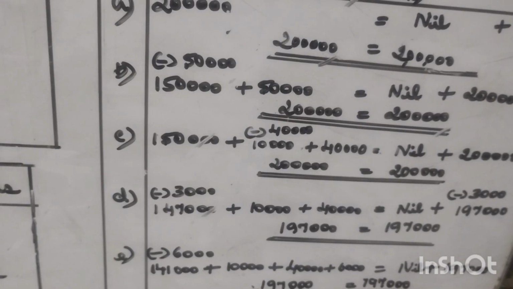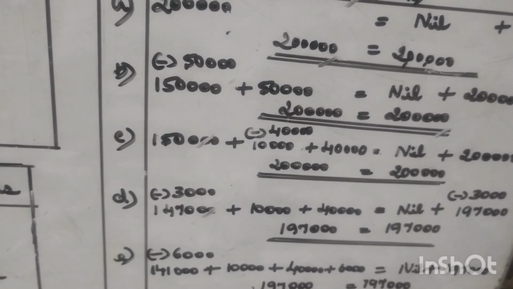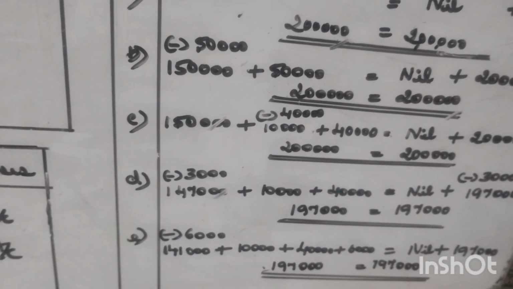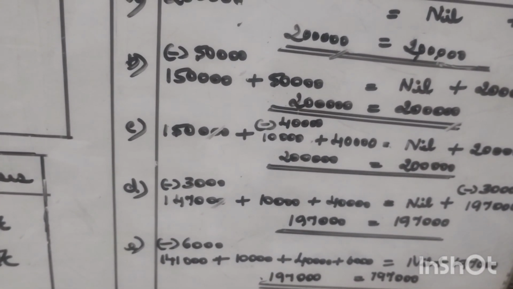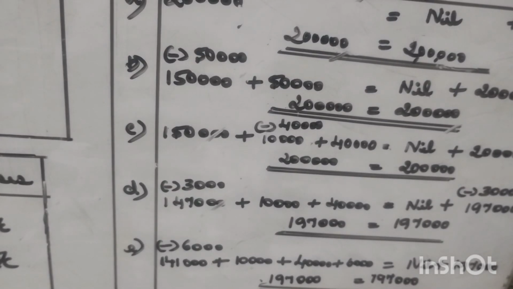So firm has no liabilities. Capital amount will be 1,97,000. So it can be equalized as 1,97,000 is equal to 1,97,000. So this is how we can equalize assets is equal to liabilities plus capital.